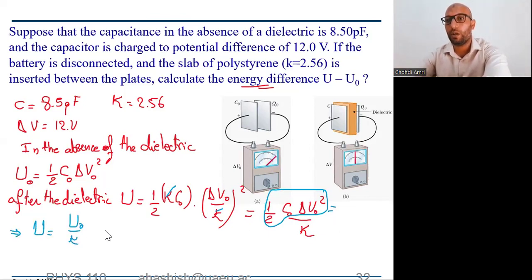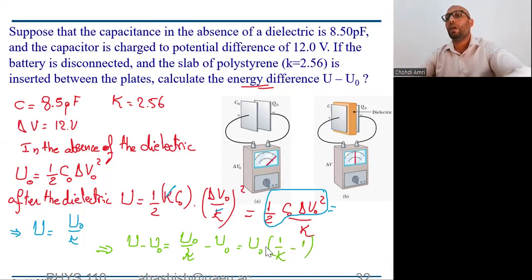Now we can determine our energy difference. So we can say that U minus U naught is, how much? It's going to be U naught over kappa minus U naught. So we can write it's U naught times (1 over kappa minus 1). And that's all. Now the question becomes, what is the initial energy? We can write like that.